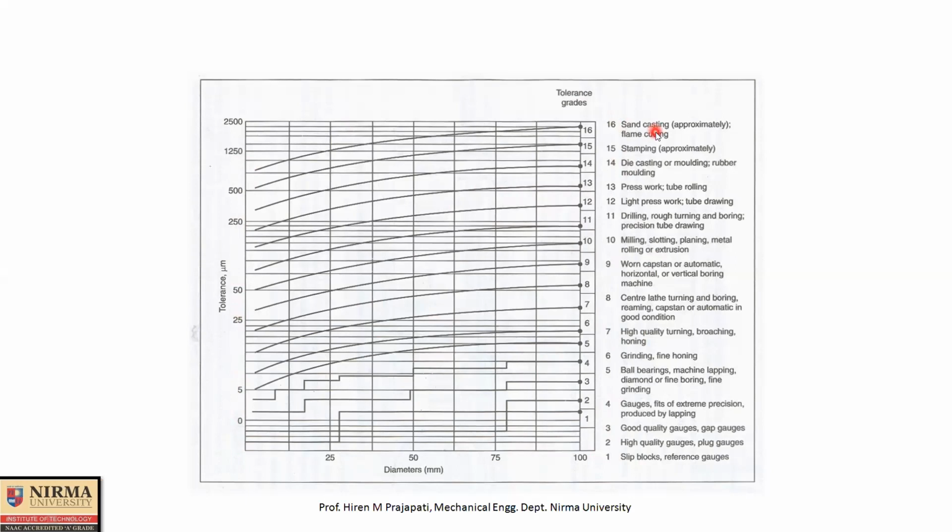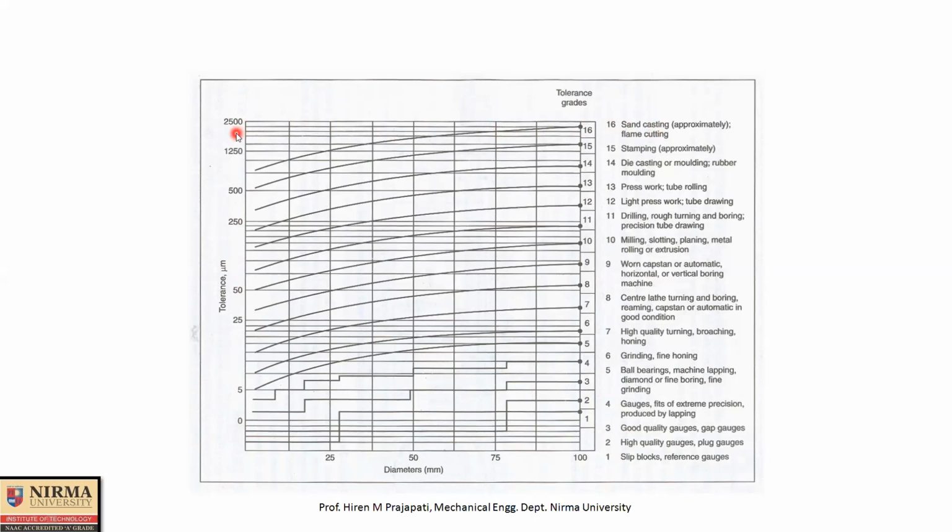So IT16 is sand casting. If you follow sand casting, then you get a tolerance of IT16 grade. As per IT16 grade, the tolerance value is close to 2500 micron. You can clearly see in this graphical representation that if you move from lower tolerance grade to higher tolerance grade, the tolerance value keeps on increasing.